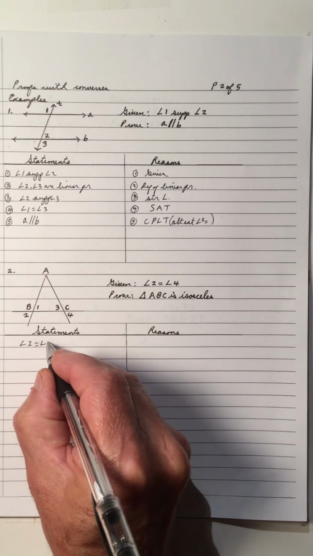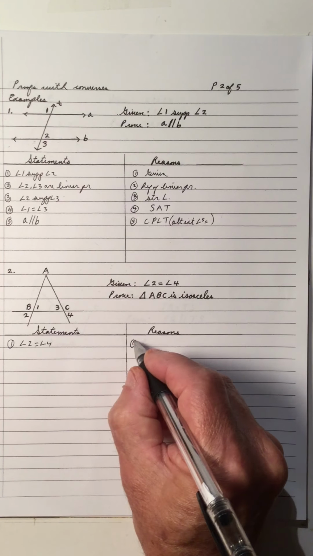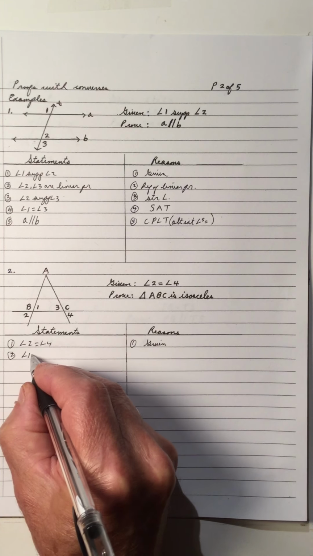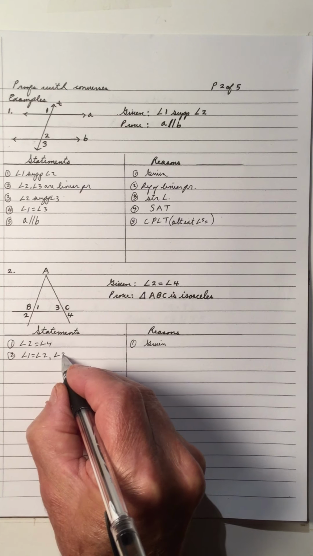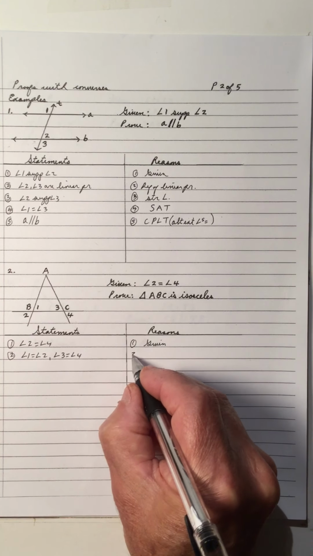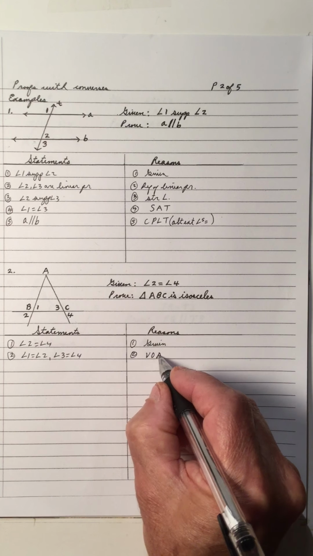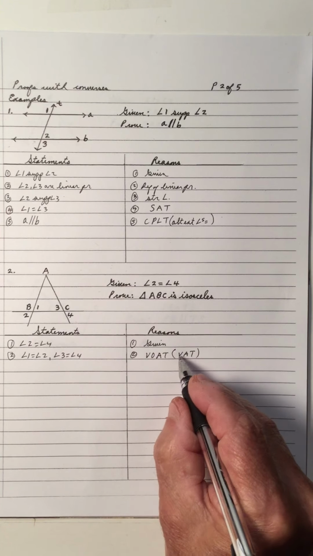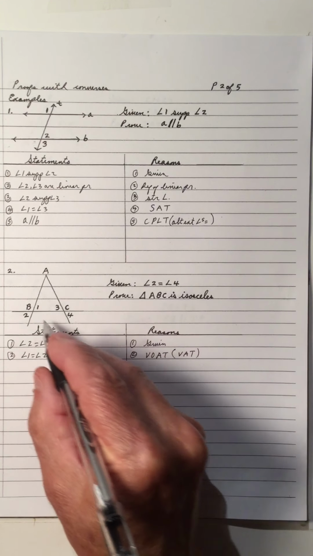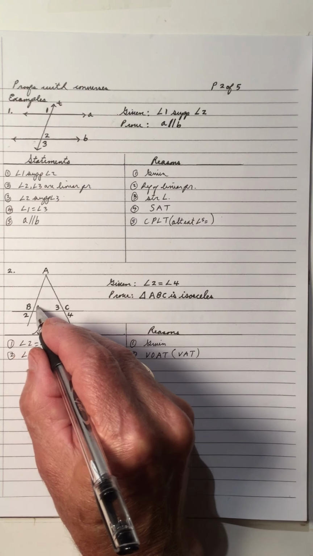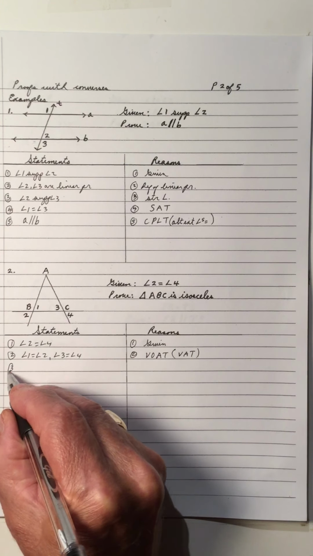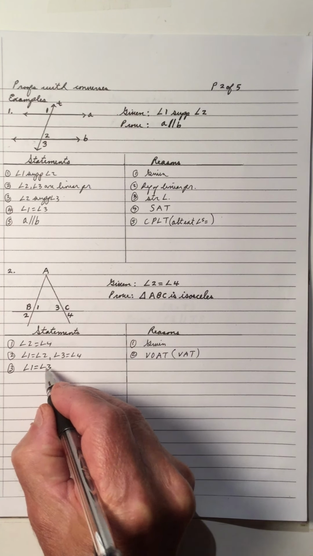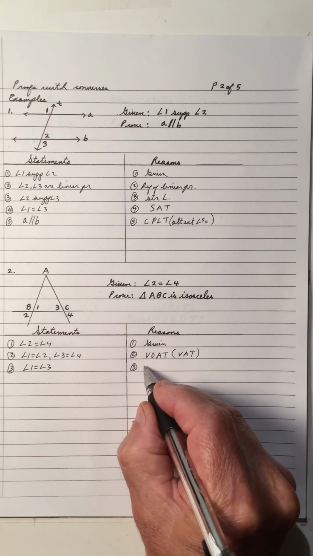So here we go, I have a plan. Angle 2 is equal to angle 4, given. And angle 1 equals angle 2, and angle 3 is equal to angle 4. It's called the vertically opposite angle theorem, or VAT, your choice. The vertical angle theorem: if two lines meet, then the vertically opposite angles are equal. And number 3, that means that angle 1 is equal to angle 3, and that's because of the transitive property.